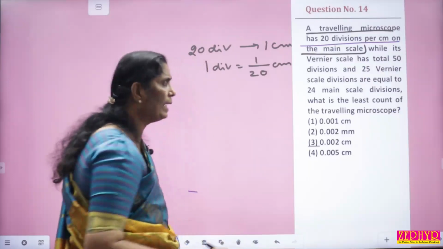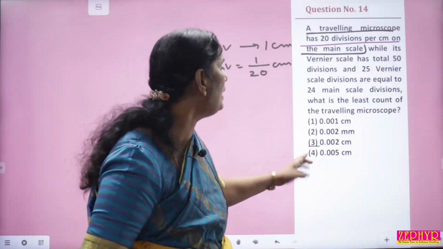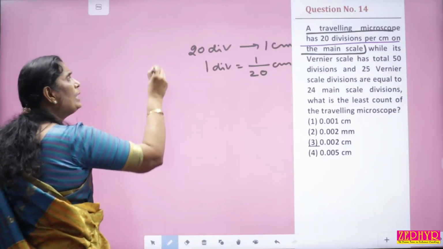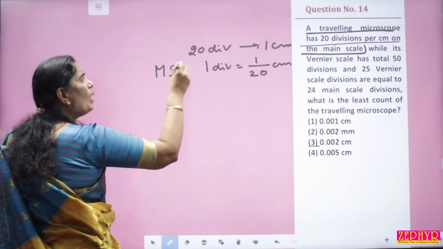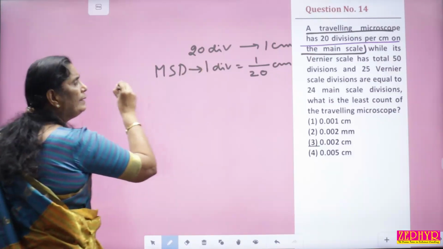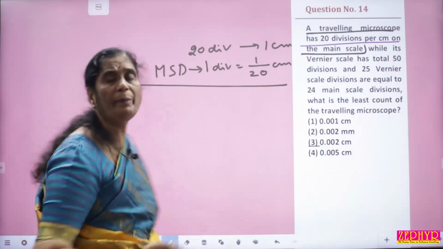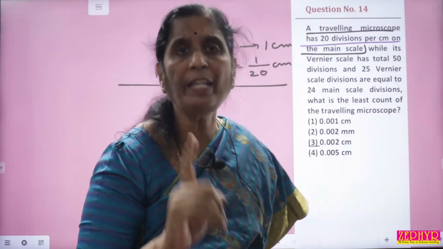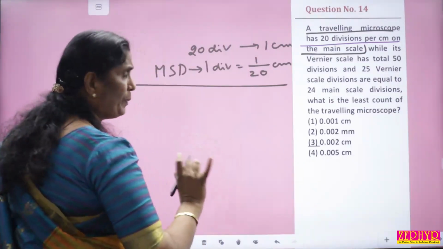1 by 20, let it be like that; in the end we can convert centimeter to millimeter or meter. Okay, centimeter. So this is called MSD, the MSD value. MSD means value of one main scale division. MSD is 1 by 20. That is the first part.